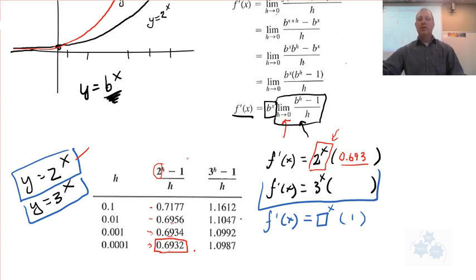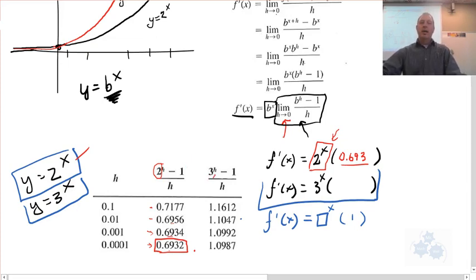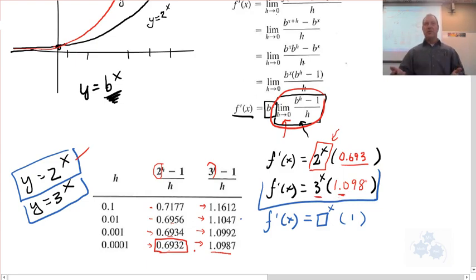Now, if we did the same thing with 3, and evaluated this limit with 3 as the base, you can see the limit as h approaches 0 comes to about 1.098 or so. That's the constant by which the original function is multiplied to get the derivative.